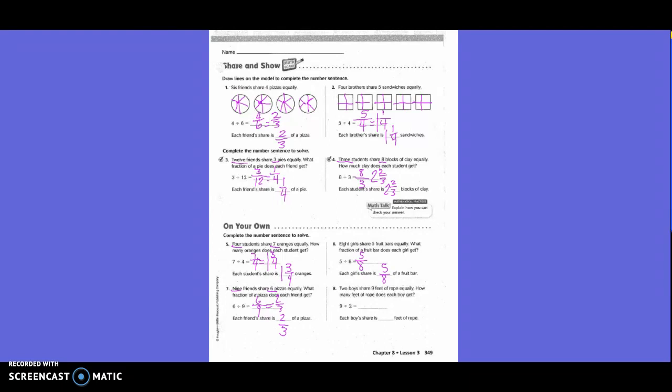2 boys share 9 feet of rope equally. How many feet of rope does each boy get? So what am I underlining? 2 and 9. So how much rope is there total? 9 feet. And how many boys are sharing it? 2. So what is my numerator? 9. What's my denominator? 2. Okay, how do I simplify that? 4 and 1/2. So each boy's share is 4 and 1/2 feet of rope.